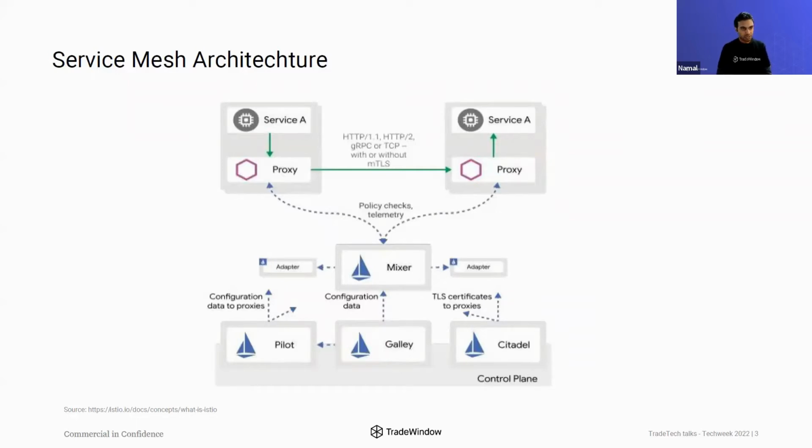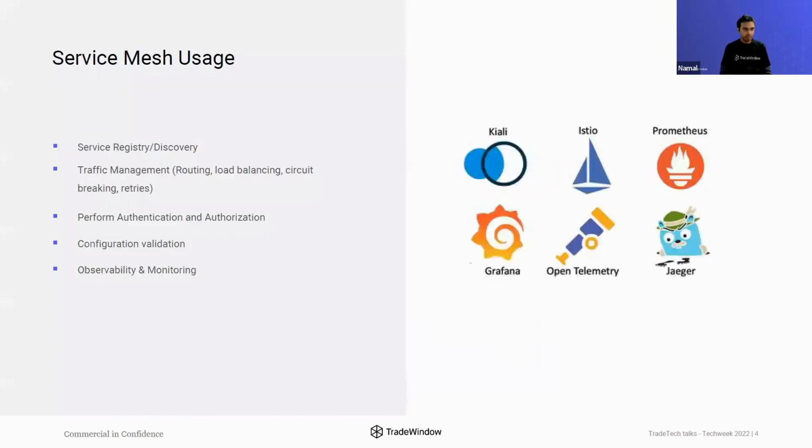Once implemented, all the traffic will start to flow through these sidecar proxies, enabling capabilities such as service discovery, traffic management such as routing, load balancing, circuit breaking, and retries, performing authentication and authorization, monitoring the service health, internal and external, configuration validation, and observability, as we can gather telemetry data via the proxies.